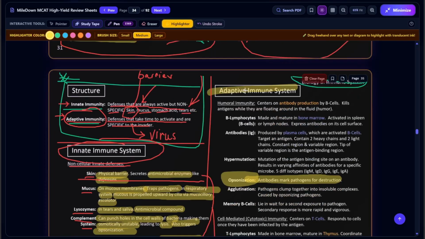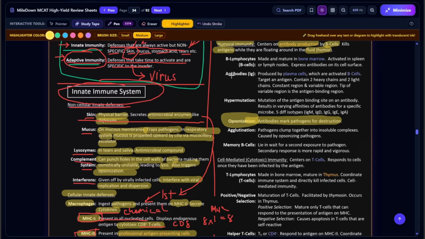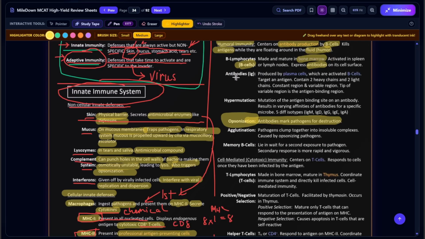For adaptive immune system, for humoral immunity, it centers around antibody production by B cells. So it kills antigens, so the bad stuff, while they are floating around in the fluid humor. Fluid is also called humor. And so your B cells, or your B lymphocytes, these are specific types of white blood cells made and mature in the bone marrow. So we already went over that they're made in bone marrow, activated in the spleen or lymph nodes, and they express antibodies on its cell surface.